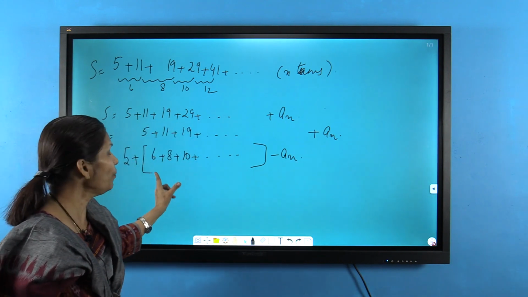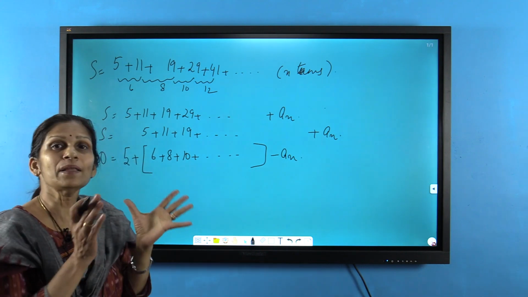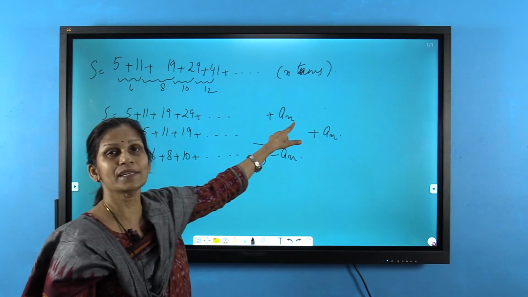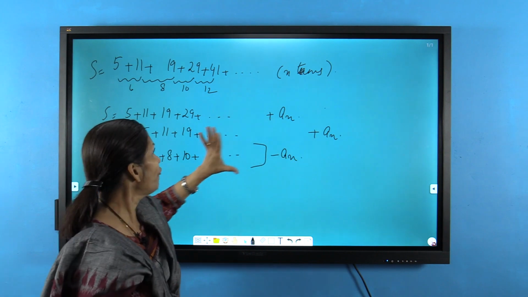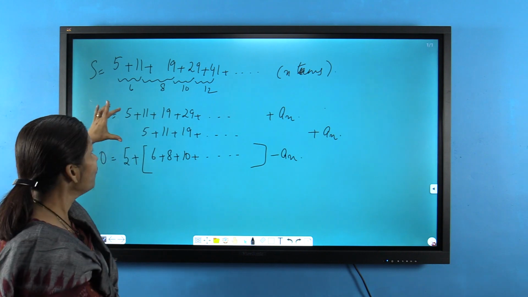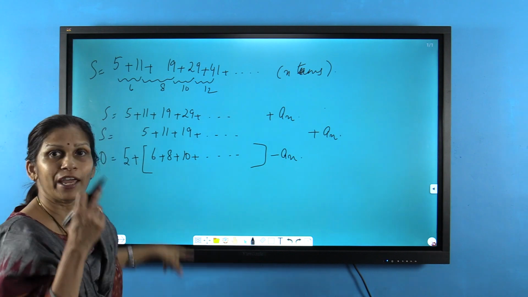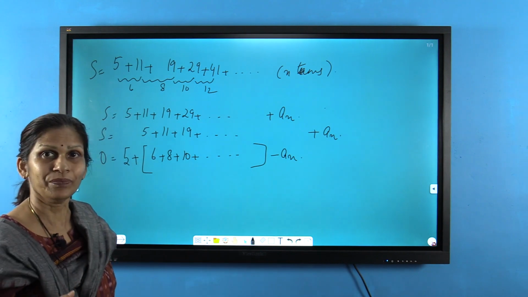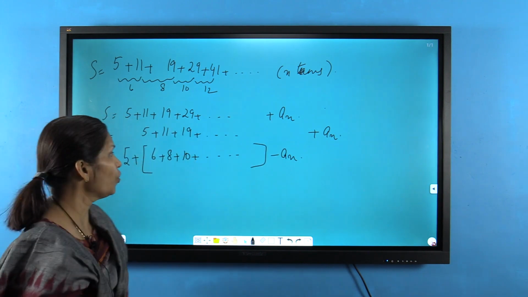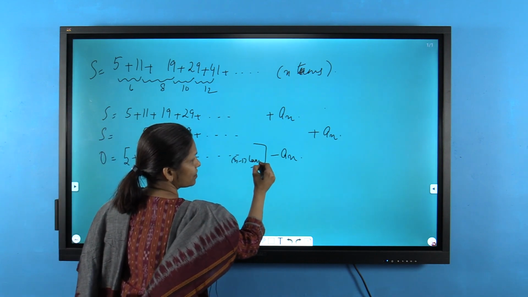Now, find out how many terms are there within this square bracket. Look at this. See, only the paired terms are subtracted. Now, in the given sum, don't you realize that there are n terms? When you subtract, in the first S, all except 5 are paired and subtracted. So, there are n minus 1 terms that are subtracted. So, this bracket has n minus 1 terms.